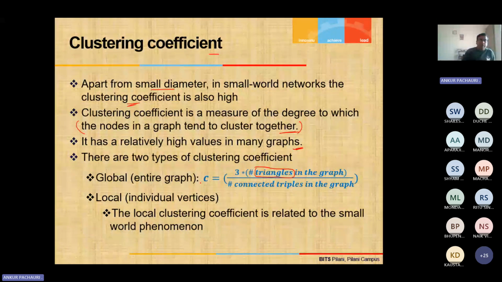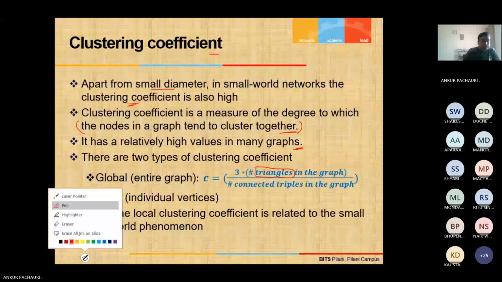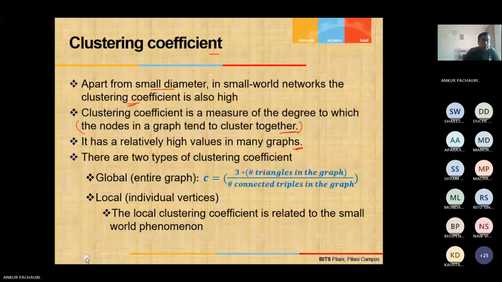So it will be a formula which will be 3 times, I'll explain what this 3 means, 3 times the triangles in the graph divided by, that is a normalizing factor, the denominator is a normalizing factor. So divided by the connected triples in a graph. Now, why I'm focusing on triangles, I have already explained. It is the smallest complete graph.